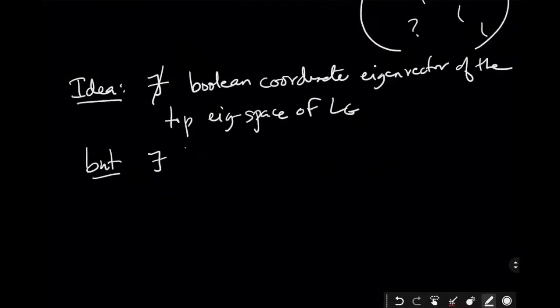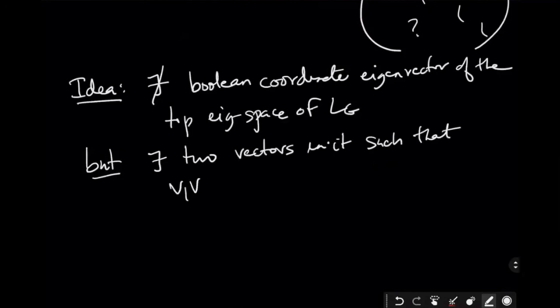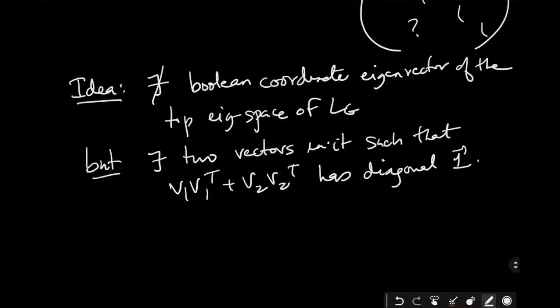Somehow, there are 2 vectors in it. In fact, it's a 2-dimensional eigenspace. So these are in some sense the spanning set such that the sum of their outer products has diagonal 1. Okay, so I have only 3 minutes.